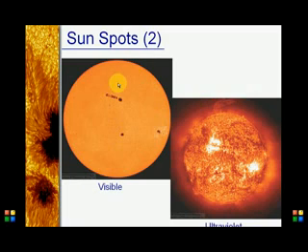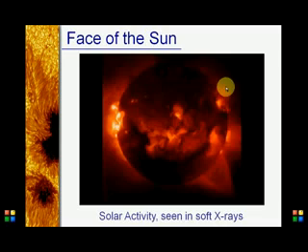So as we said, this is how sunspots appear in the visible spectrum, but this is how they look in the ultraviolet spectrum. They are active regions. And this is the solar activity seen in the soft X-rays.